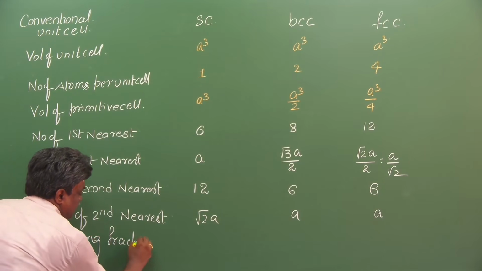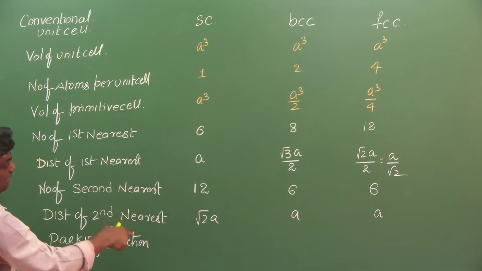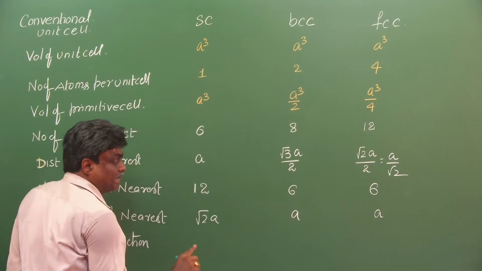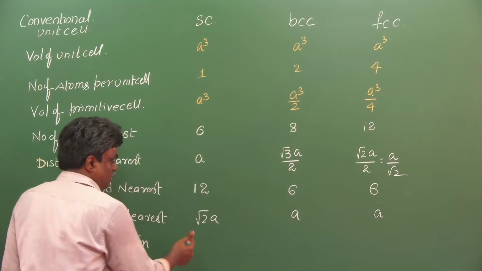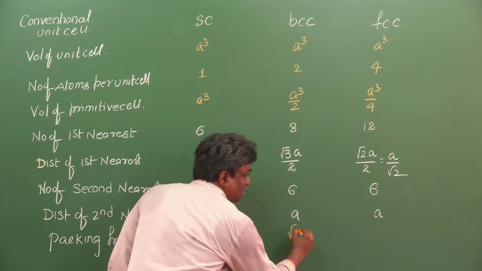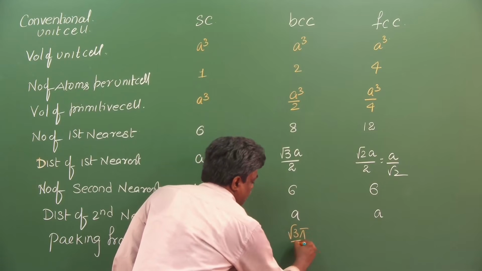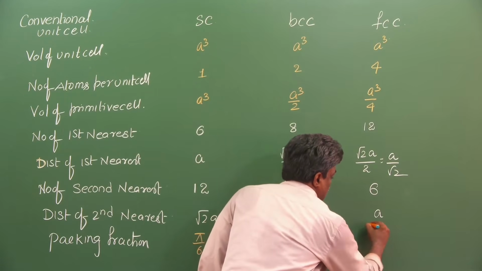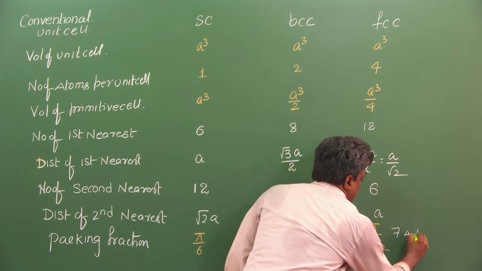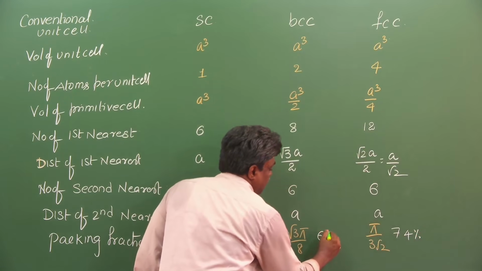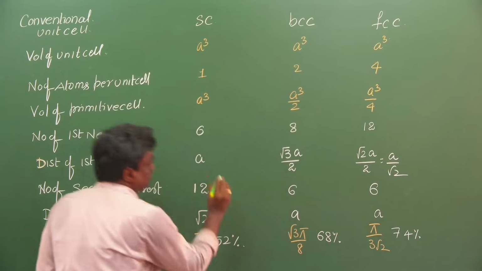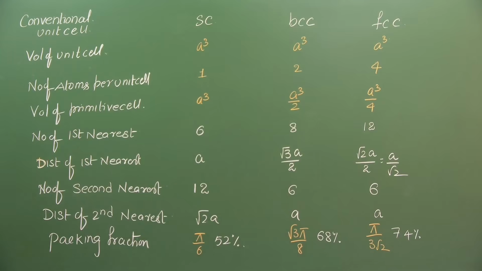If you are writing a SET exam or GATE exam, definitely you will get one question from this table. Please remember. Packing fraction, I need in terms of pi also. You please write. Pi by 6 here. Root 3 pi by 8. Here pi by 3 root 2. Come on, write down. 74%. 68%, 52%.